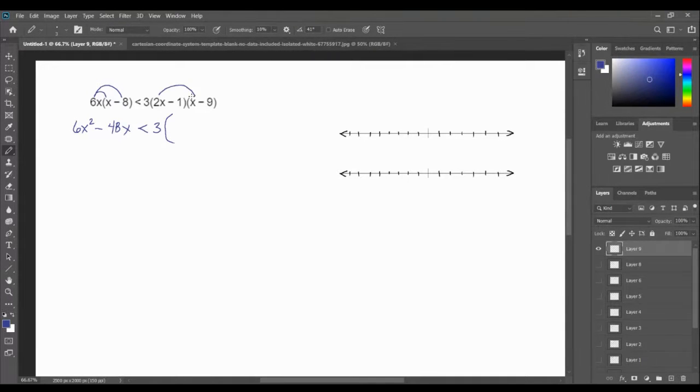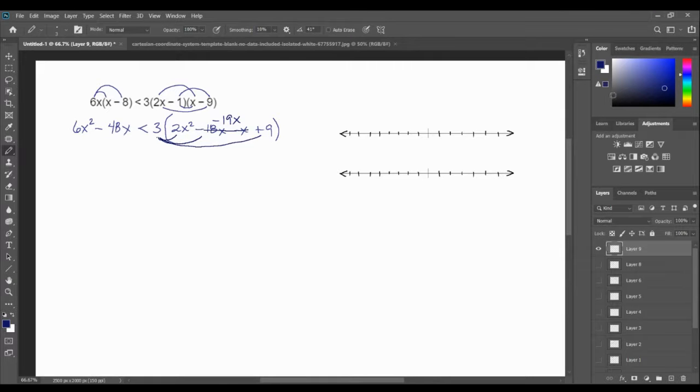So FOIL is first. 2x times x is 2x squared. Outside, 2x times -9 is -18x. Inside, -1 times x is -x. And last, -1 times -9 is a +9. Okay, now I need to distribute that 3 through to all 3. Oh, you know what? I should combine those. -18x minus x is -19x. So that just combined those two.